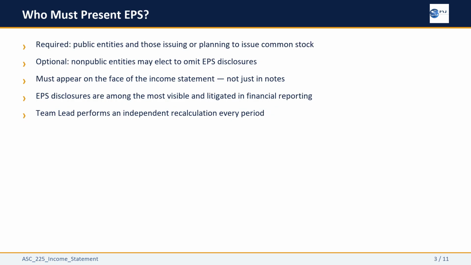Most people assume EPS is something only large companies worry about. Here is the key thing. ASC 260 requires EPS on the face of the income statement for any public entity, and for any entity that has issued or is in the process of issuing common stock. Non-public entities may elect to omit it, but that election must be conscious and documented. And once you are presenting EPS, it has to be on the face of the statement. You cannot simply tuck it into the notes. Every period, Team Lead performs a separate independent recalculation before the statements are issued.